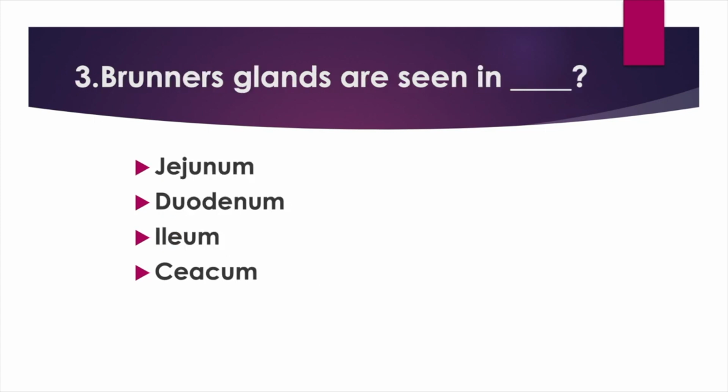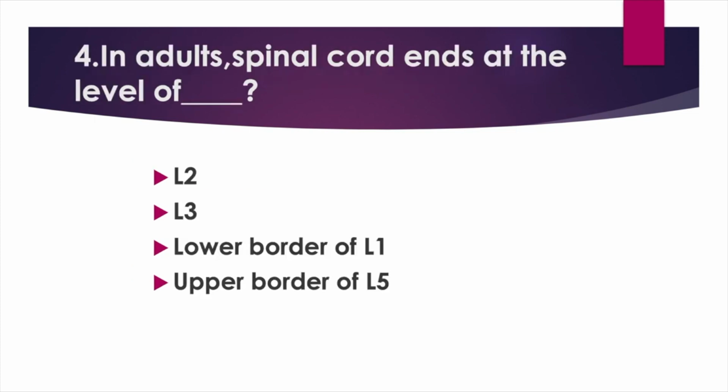Brunner's glands are seen in options: jejunum, duodenum, ileum, and cecum. Answer: duodenum. In adults, spinal cord ends at the level of options: L2, L3, lower border of L1, upper border of L5. Answer: lower border of L1.